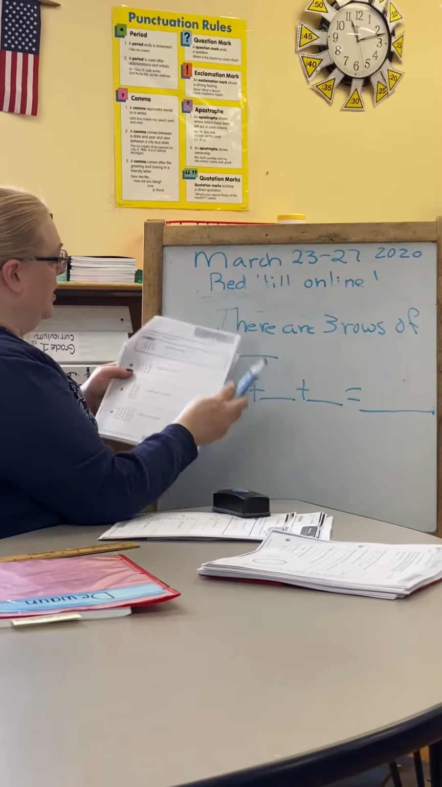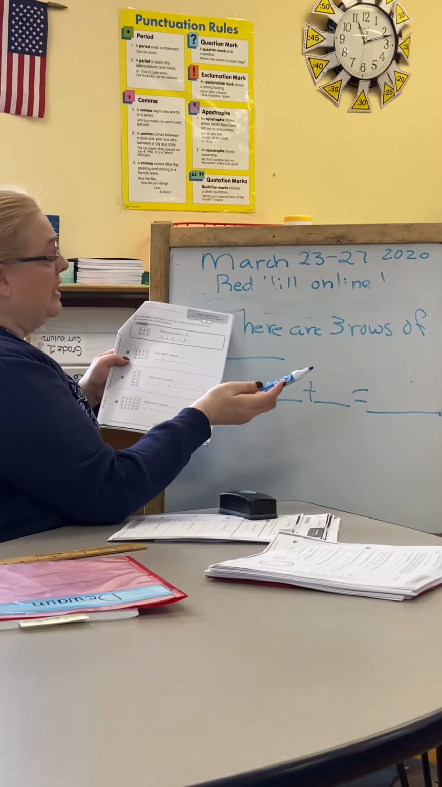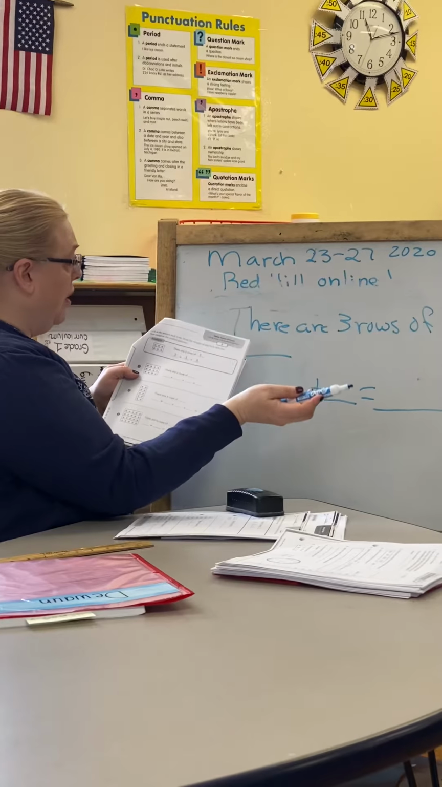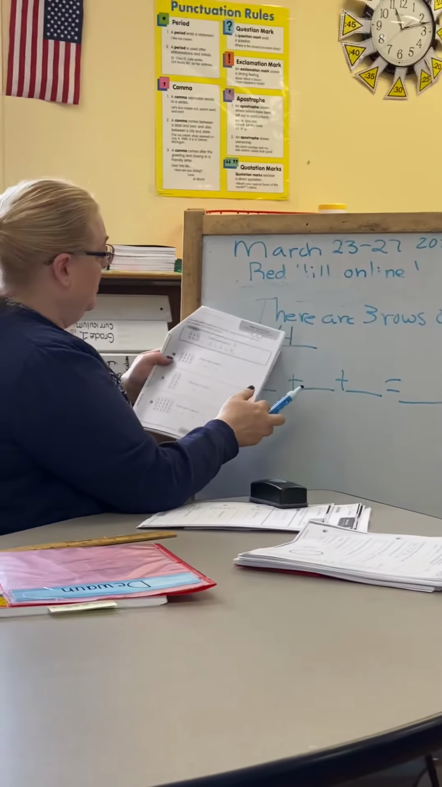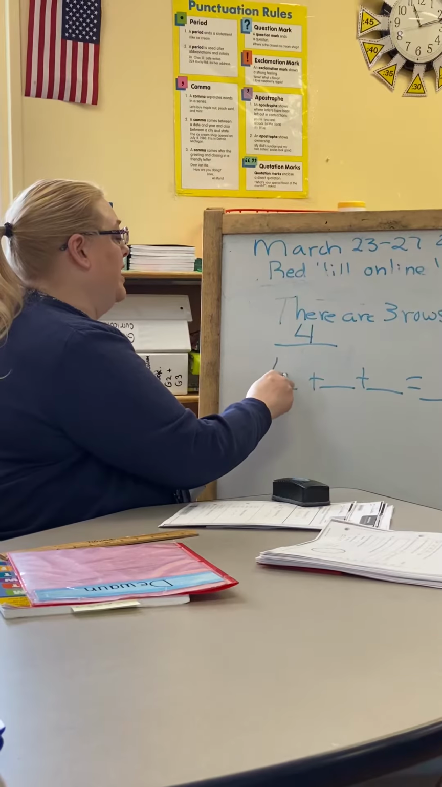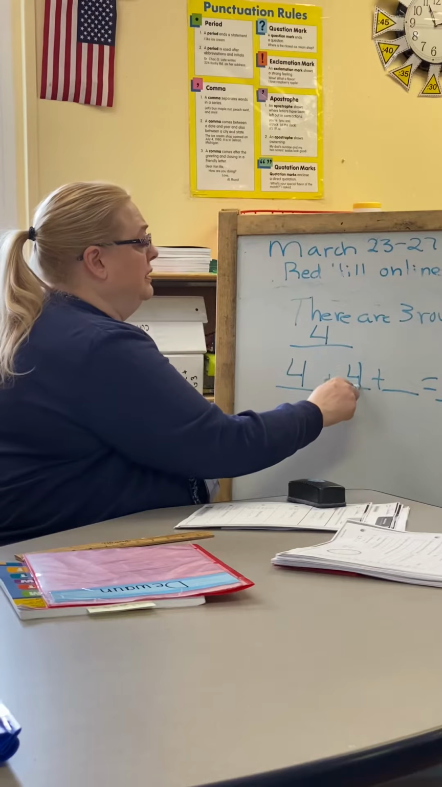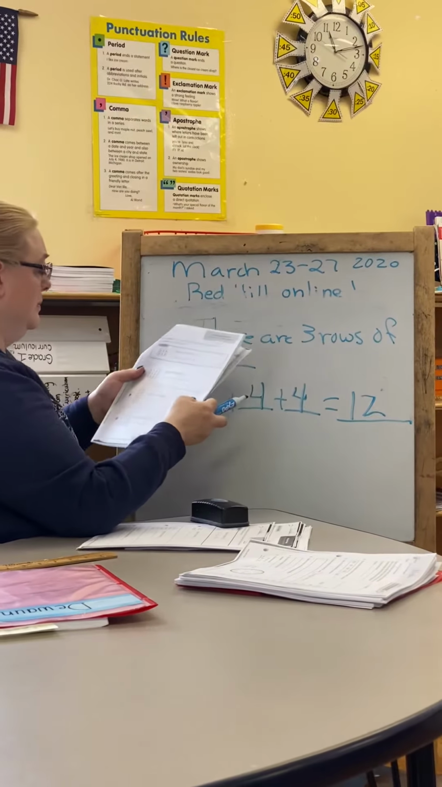So we know there are 3 rows. How many are in each row? There are 4 in each row because our rows go across. So we would say there's 3 rows of 4. So if we know there are 3 rows of 4, we know that each one of these is 4 plus 4 plus 4, which is equal to 12.